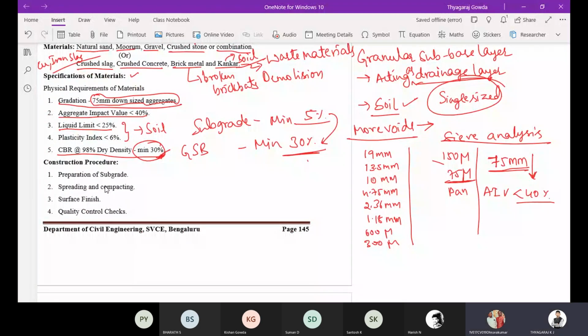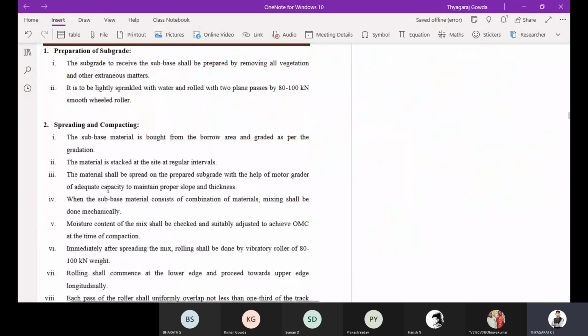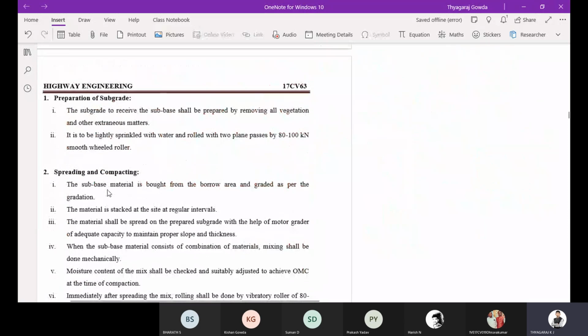Okay, is it clear? Yes, sir. Okay. The construction procedure, there are only 4 steps. You can observe here: preparation of subgrade, spreading and compaction, surface finish, quality control checks. We will see one by one. So what is the existing layer now? We are going to construct this GSB layer. Below that GSB, what will be the layer? Sublayer. Subgrade. So first we are going to prepare the subgrade.